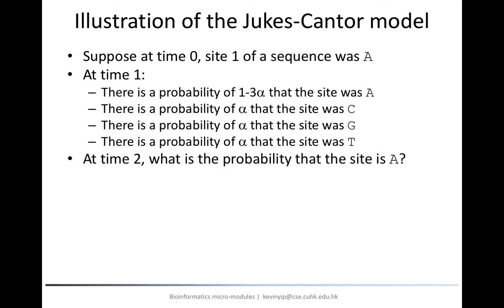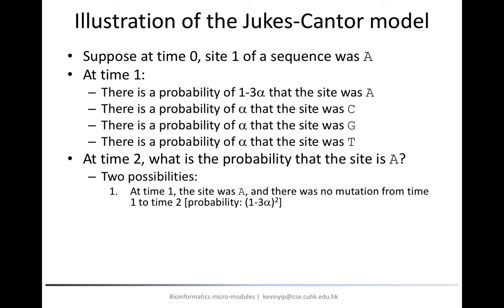Now it becomes more interesting if we consider time 2. What is the probability that the nucleotide is A at time 2? As discussed previously, we need to consider all possibilities. The first possibility is that the nucleotide was also A at time 1, and again it was not mutated from time 1 to time 2. The probability for it is the square of 1 minus 3 alpha.